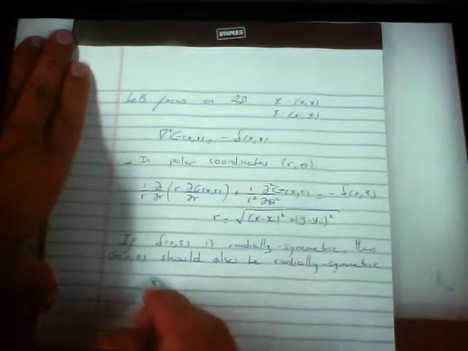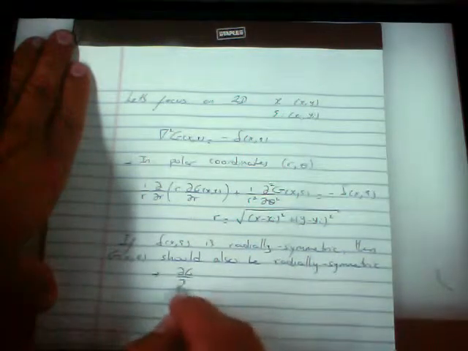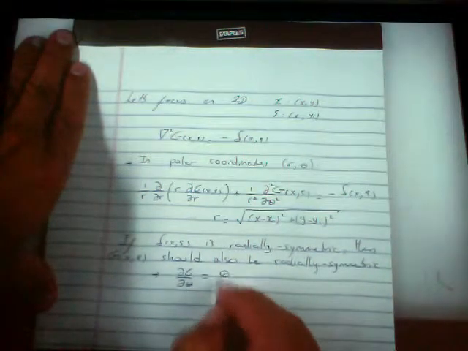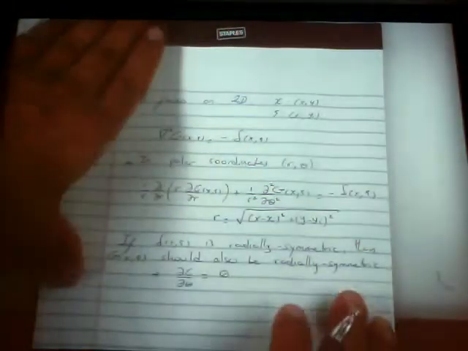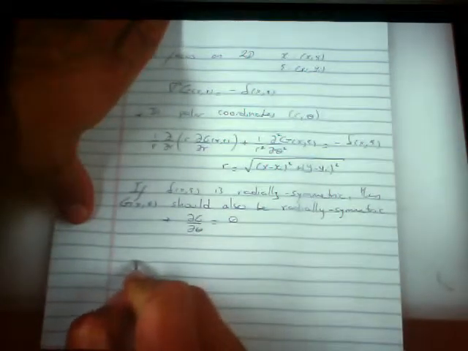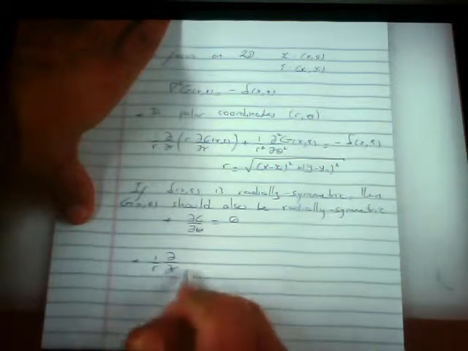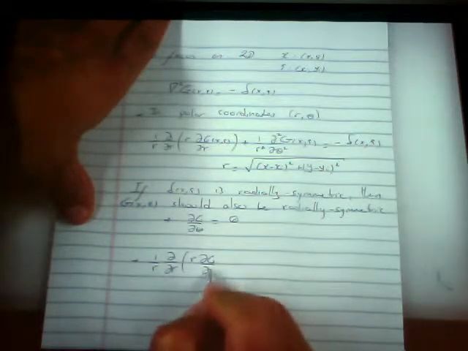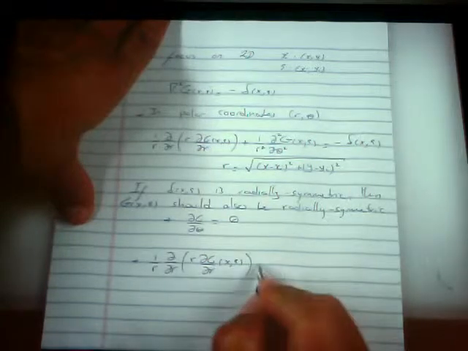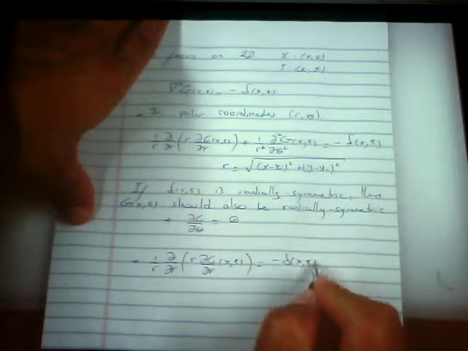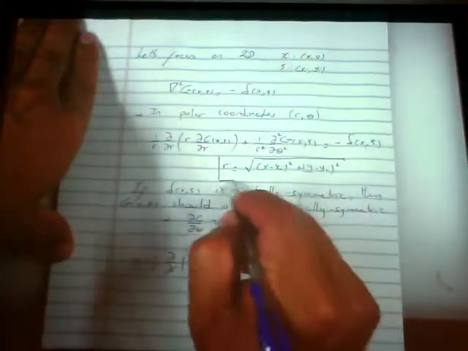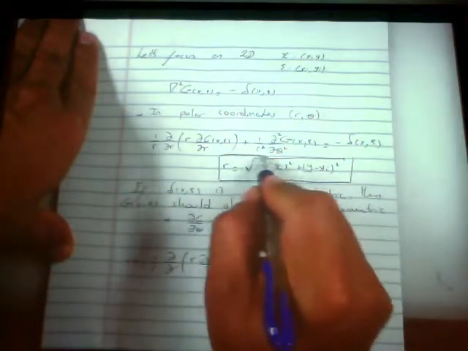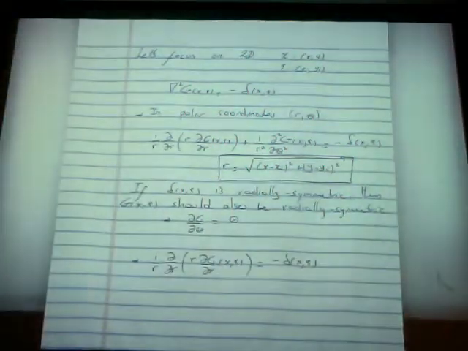Therefore, d theta should be equal to 0. There's no theta variation of g. So the equation that we need to solve is simply 1 over r d/dr of r dg/dr of x and y is equal to minus the Dirac delta function. Again, r is defined like this. So these are polar coordinates with the center at the source point.